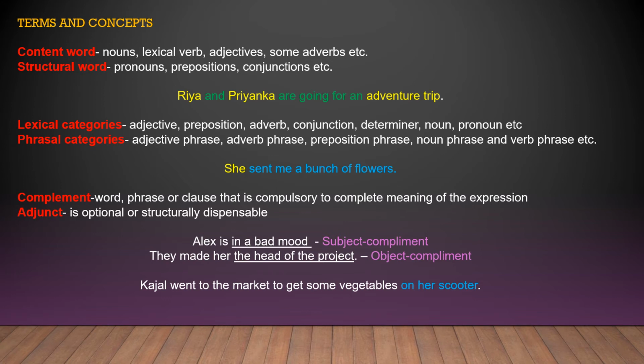Now in the last sentence, "Kajal went to the market to get some vegetables on her scooter." This blue part, even if you remove it, is not affecting the expression of the sentence. "Kajal went to the market to get some vegetables" is complete in itself, but you can add extra details by telling that she went on her scooter. So an adjunct can be disposed of or removed.